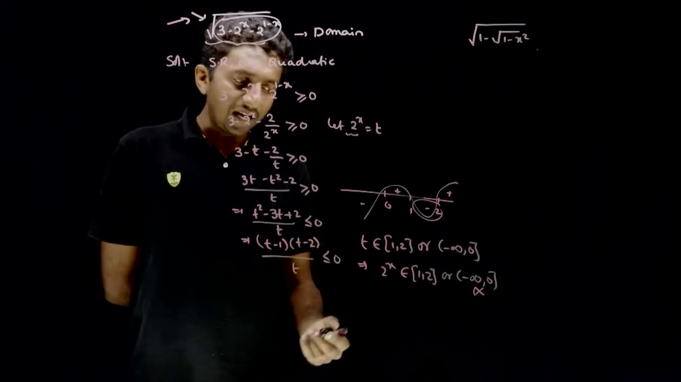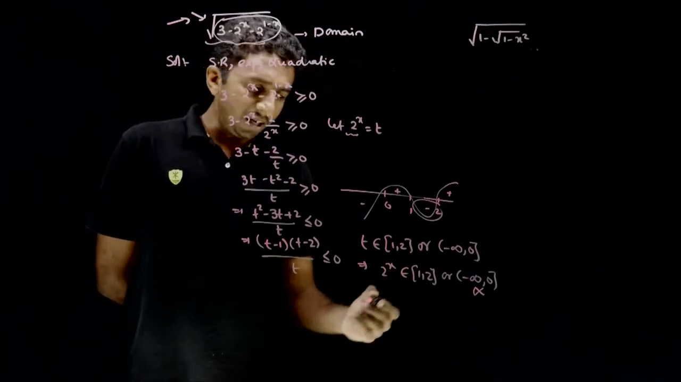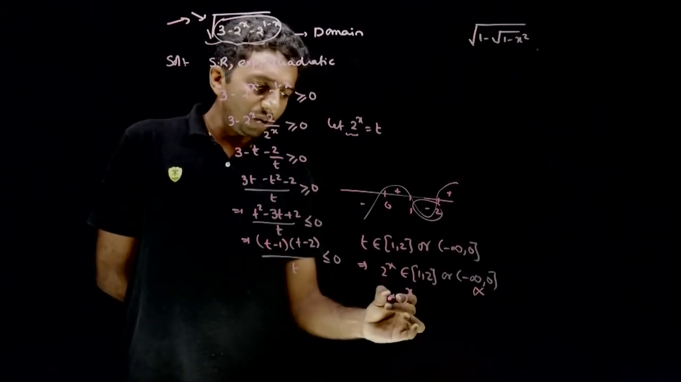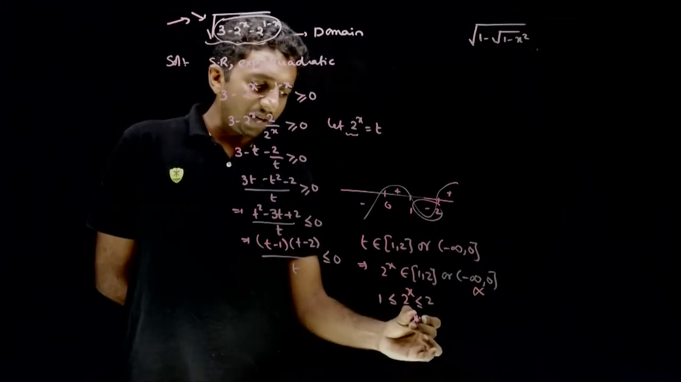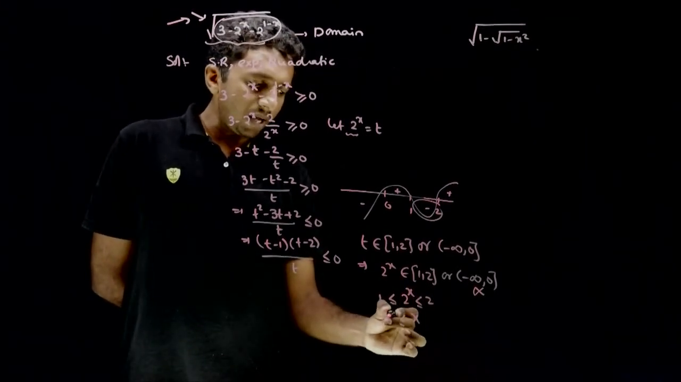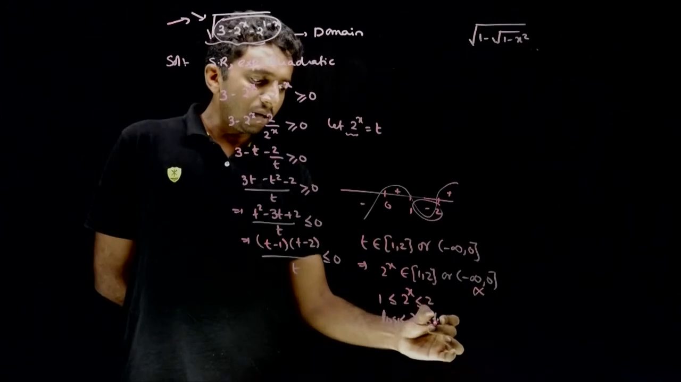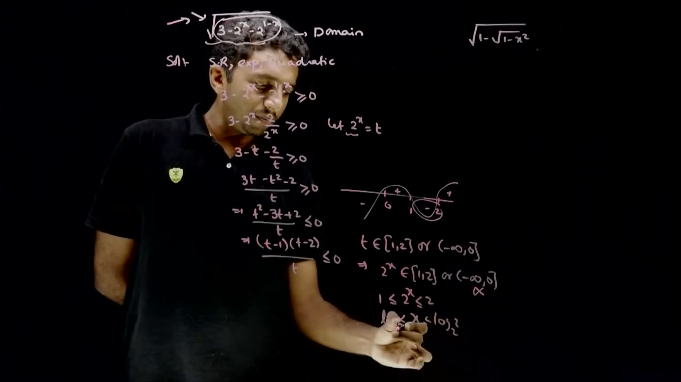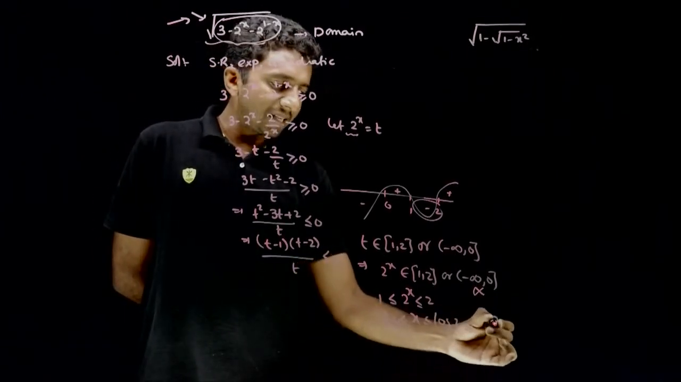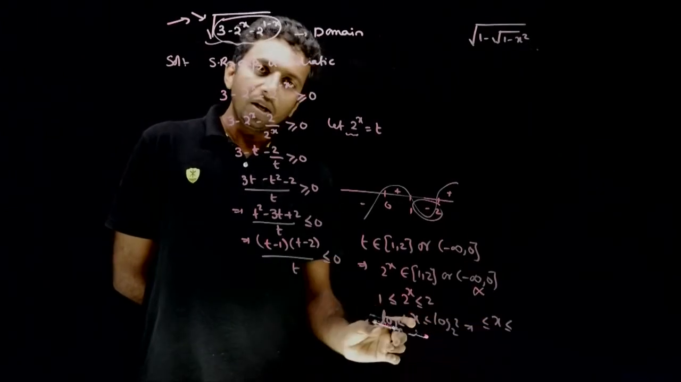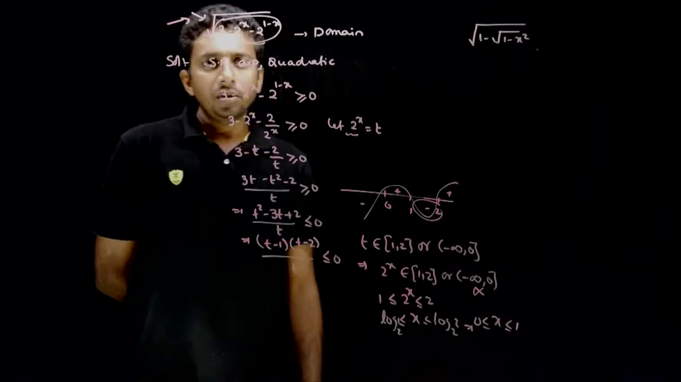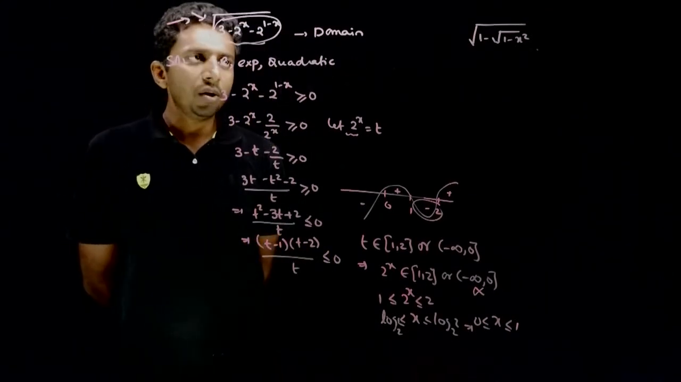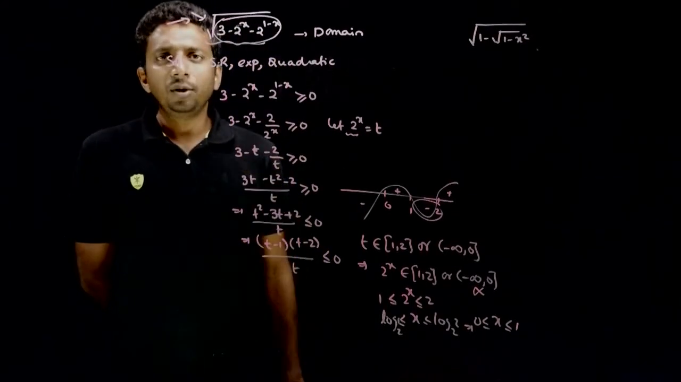So x कहां से कहां तक हो सकते हैं? Just देख लीजिए. 2 power x has to lie between 1 and 2. So x has to lie between log 1 and log 2 to the base 2. That is, x lies between log 1 is 0 and log 2 to the base 2 is 1. So x has to lie between 0 and 1 for this function to be defined.